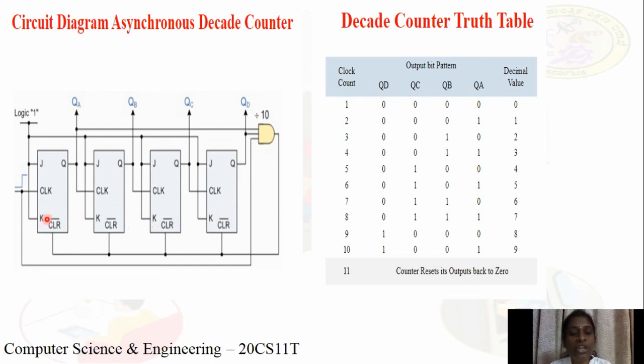This is a 4-bit counter. It counts from 0 to 15. This we need to modify, and we should make it count up to 10.